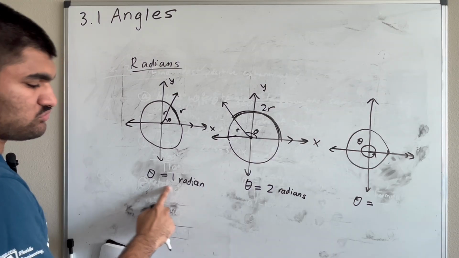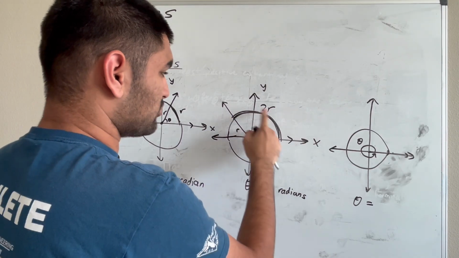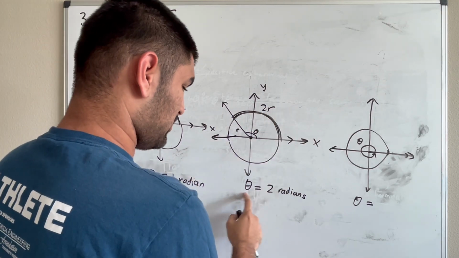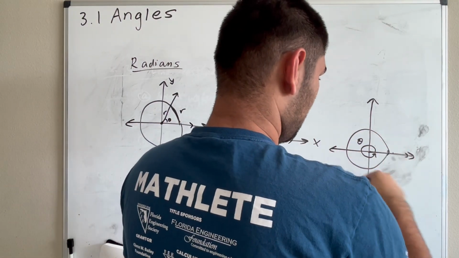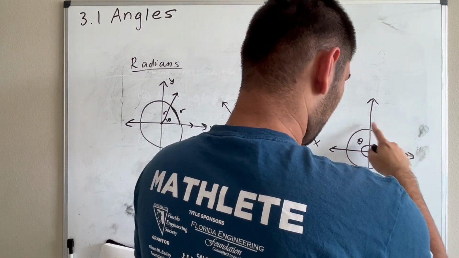Then that means that theta was 1 radian when the length was 2 radiuses, right? Then theta was 2 radians. So here we have to see how many radiuses is the arc length.